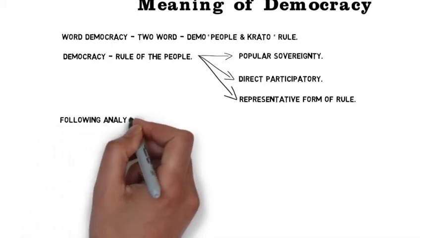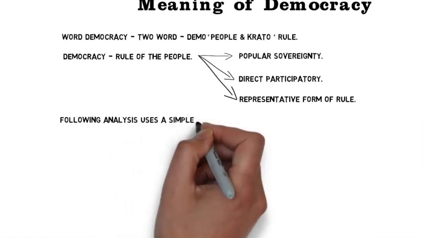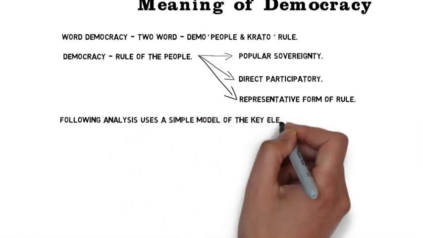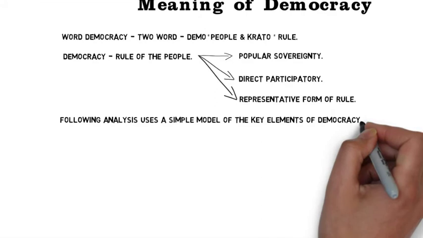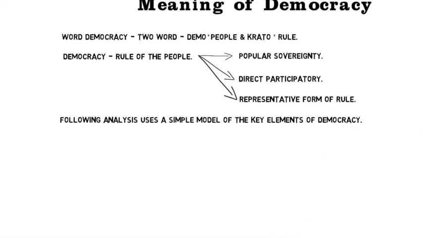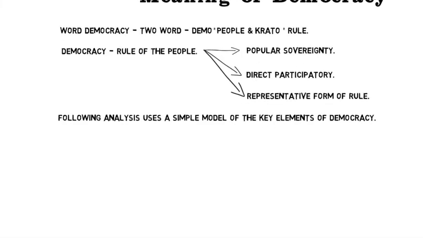Well, moving forward, the following analysis uses a simple model of the key elements of democracy. That means the following analysis will help us understand that besides these aspects of the meaning of democracy, we have the following seven very important other areas with the help of which we can also understand the meaning of democracy.